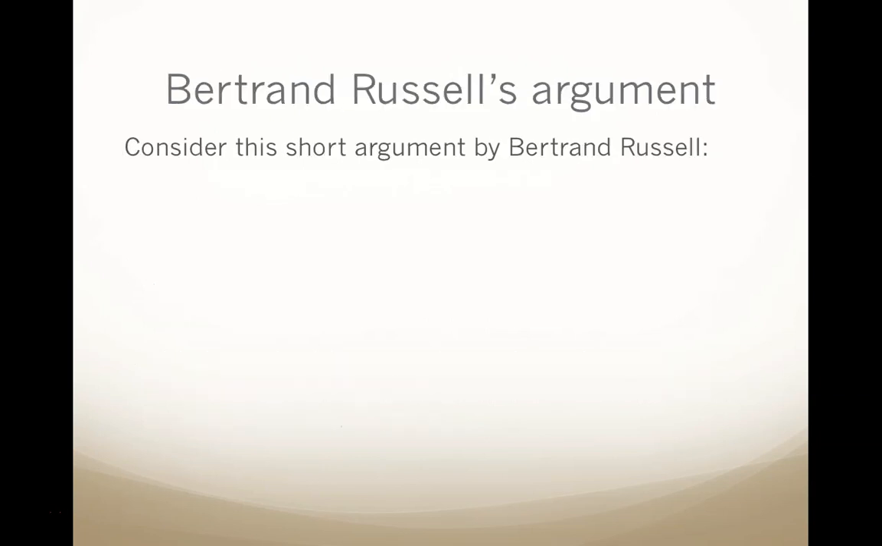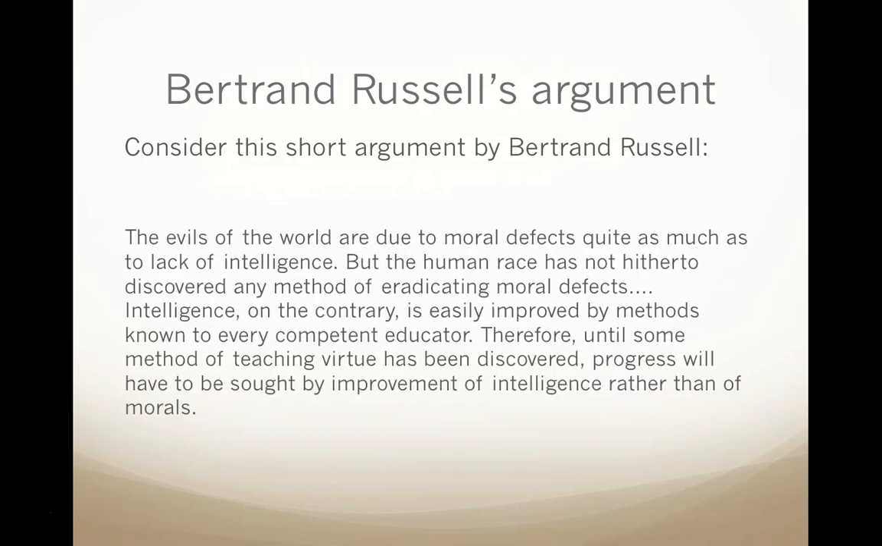So, to get an idea of what this looks like, let's consider this short argument by Bertrand Russell. The evils of the world are due to moral defects quite as much as to lack of intelligence, but the human race has not hitherto discovered any method of eradicating moral defects. Intelligence, on the contrary, is easily improved by methods known to every competent educator. Therefore, until some method of teaching virtue has been discovered, progress will have to be sought by improving of intelligence rather than of morals.